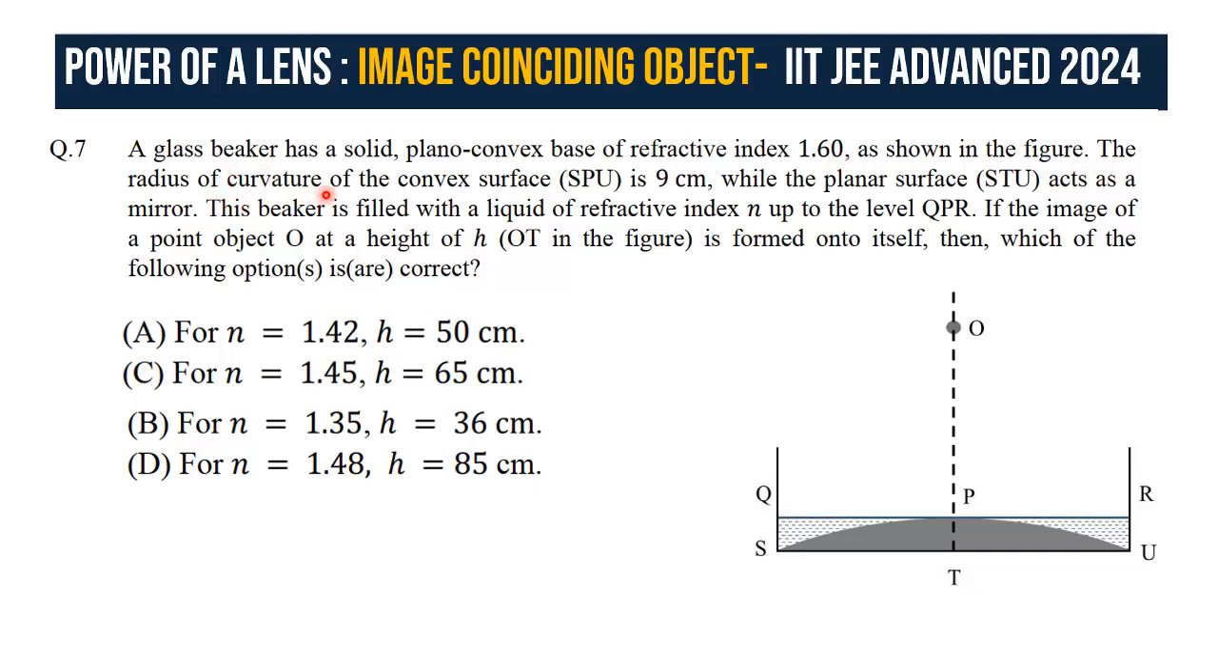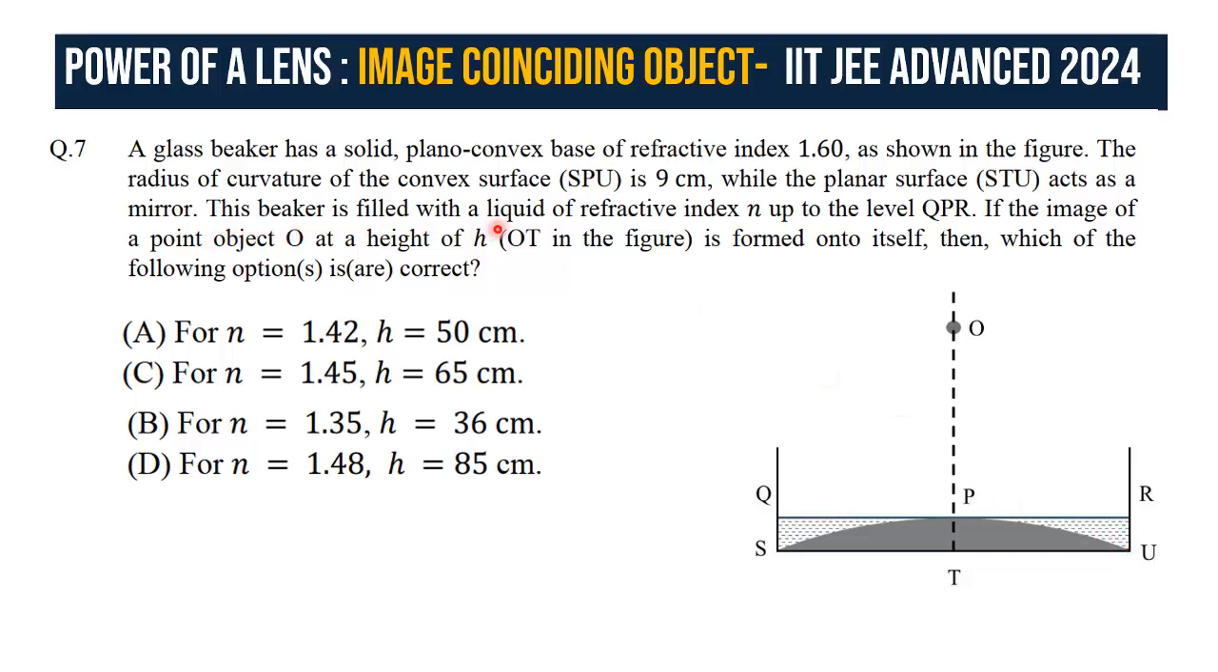The radius of curvature of the convex surface SPU is 9 cm while the planar surface STU acts as a mirror. So the radius of curvature of this surface, that is SPU, this is 9 cm, and this surface, that is STU, acts as a mirror.